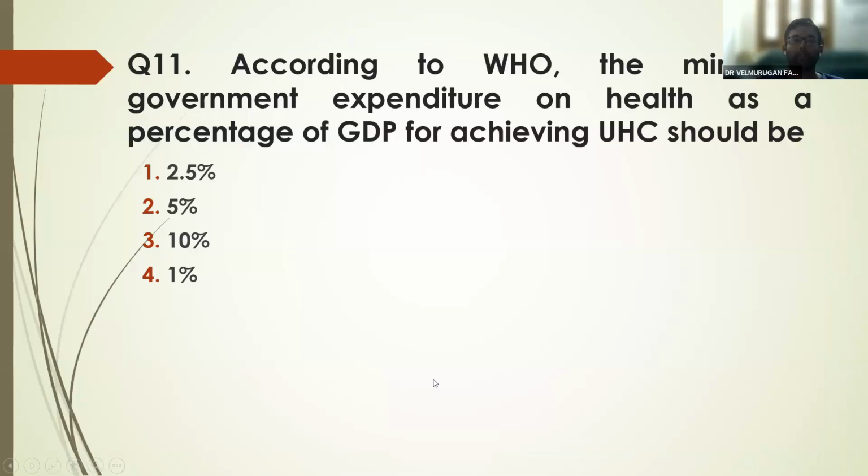Next, according to the WHO, the minimum government expenditure on health as a percentage of GDP for achieving universal health coverage should be what? How many percent for achieving universal health coverage? Any ideas?